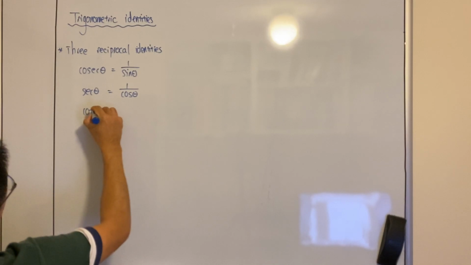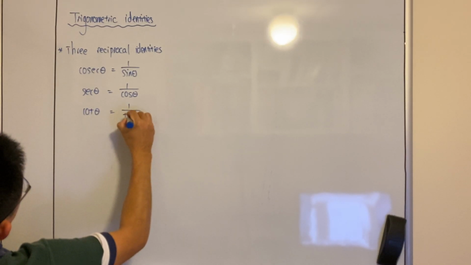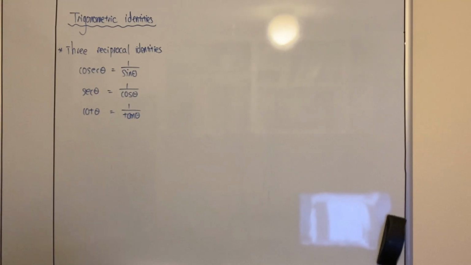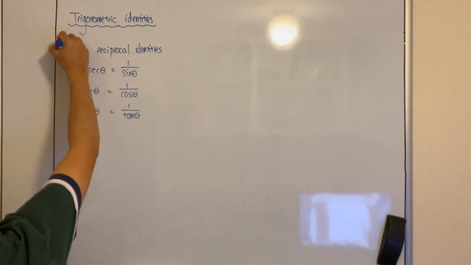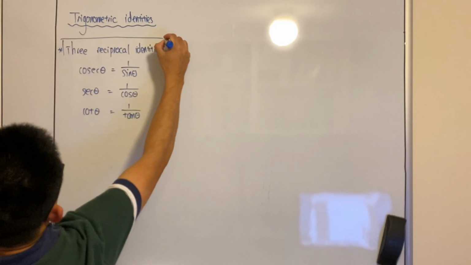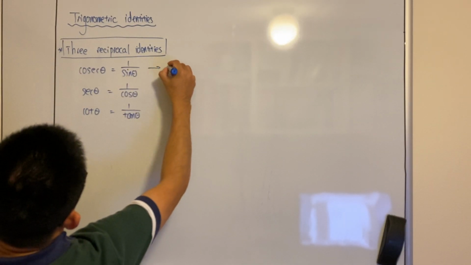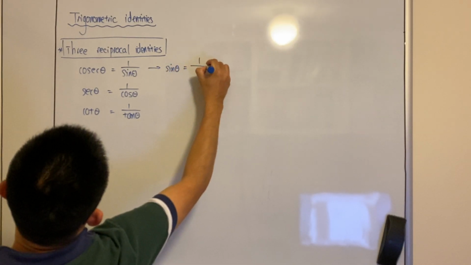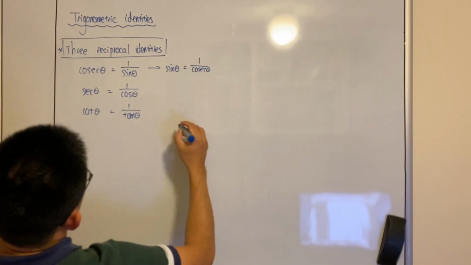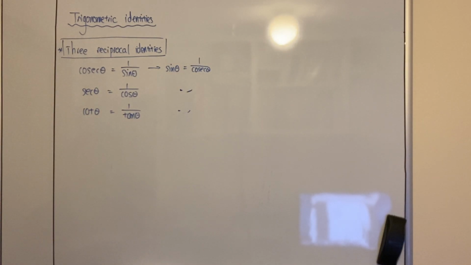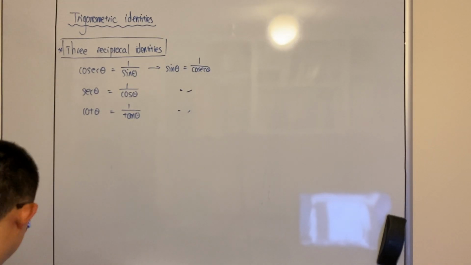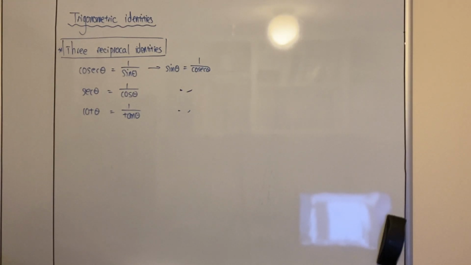And then cotangent theta is equal to 1 over tangent theta. So this is pretty easy, right? They're pretty easy to do. It's three reciprocal identities. Alright, so you do need to know how to use them. You do need to know how to go from the left hand side to the right hand side and vice versa. So for example, I can write sine theta equals 1 over cosec theta, and that's the same for the other two. You need to be able to do it from left to right and right to left. Alright, so that's pretty easy.